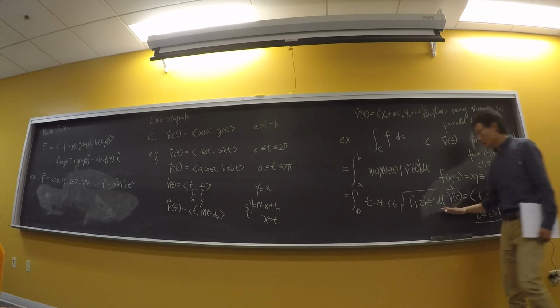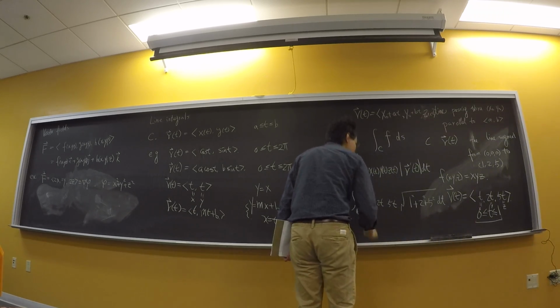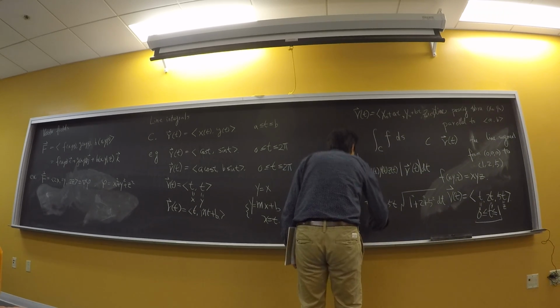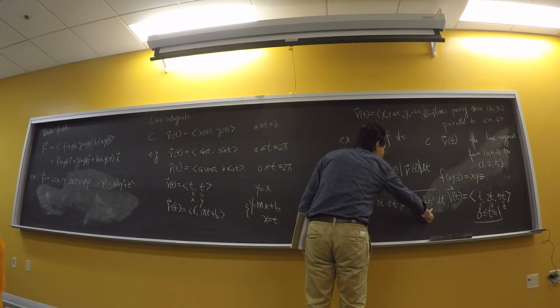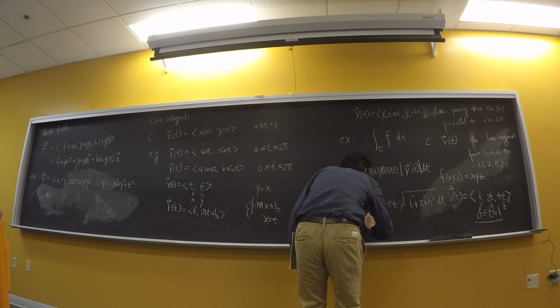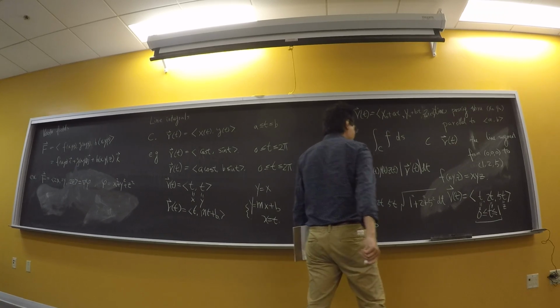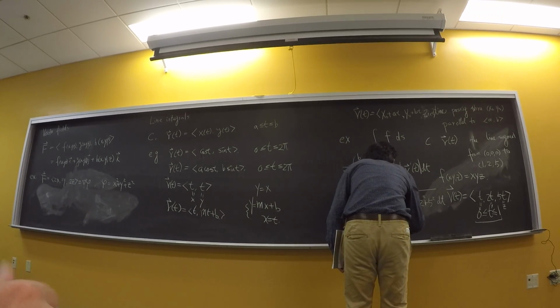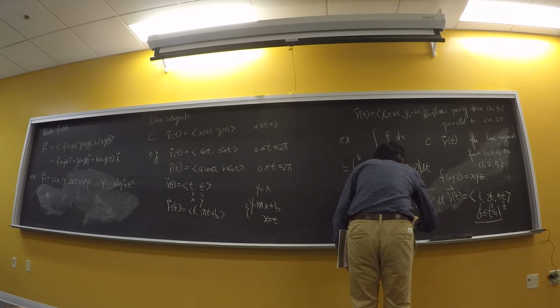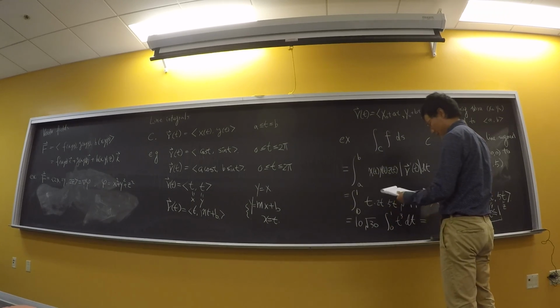Okay, so this is super easy. I'm just taking the integral of 10 square root of 30 t cubed from 0 to 1, t cubed dt. And in the end, I have what I have.